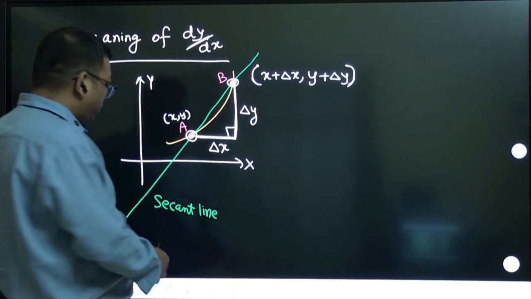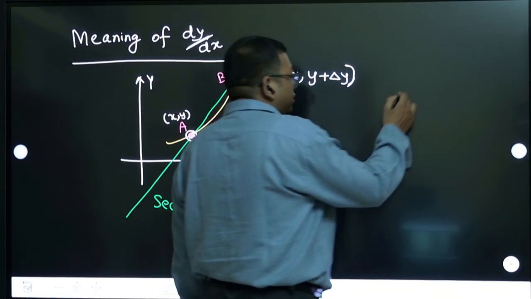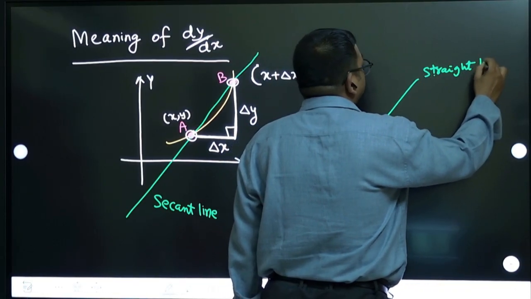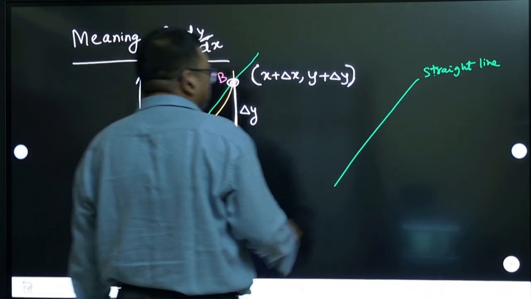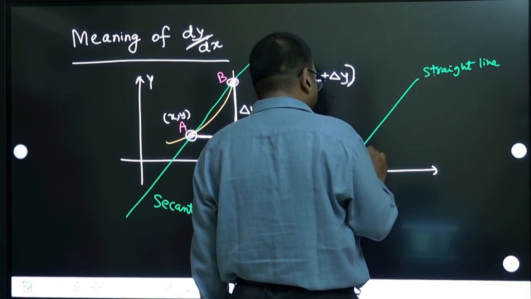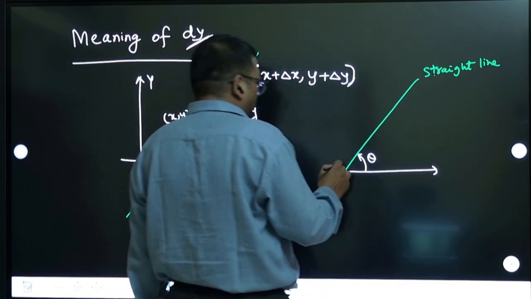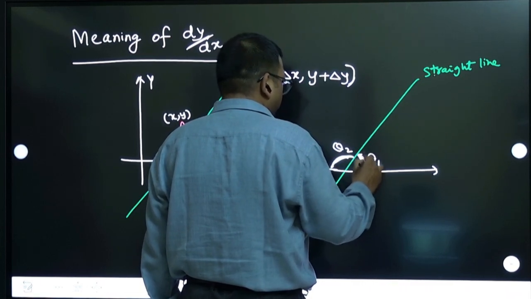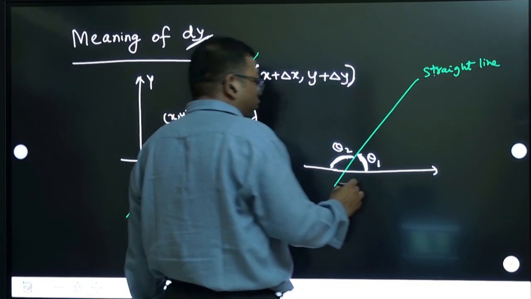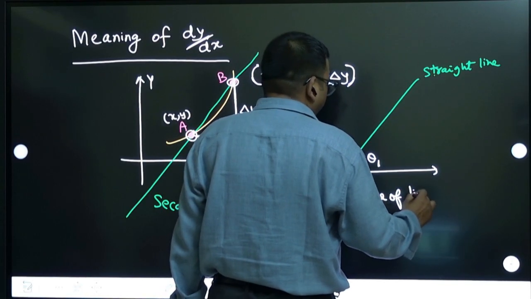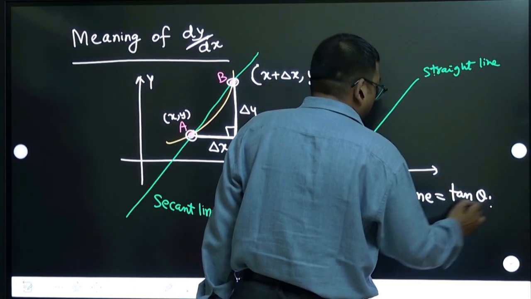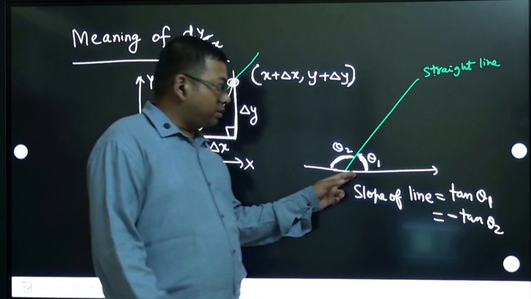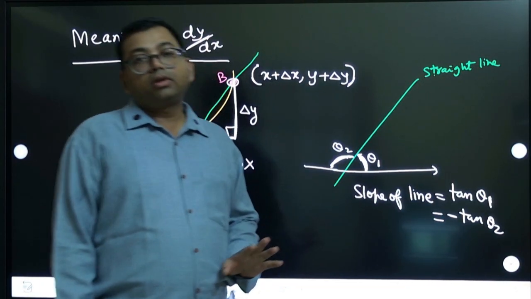So I think you have this idea of what is called the slope of a straight line. Suppose there is a straight line, and this is another straight line. If you consider this angle theta, let us consider it anti-clockwise. Suppose this is theta 1 and this angle is theta 2. So the slope of line is equal to tan theta 1 or minus tan theta 2. So either you can take positive tan of theta 1 or negative tan of theta 2. That is the slope of the line.